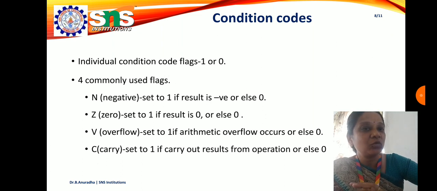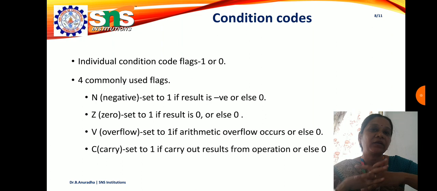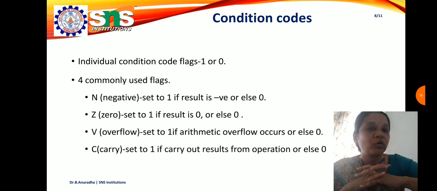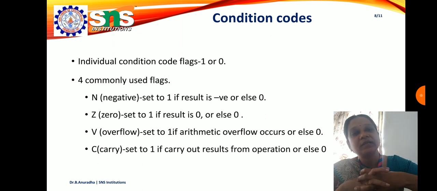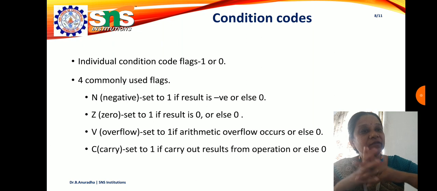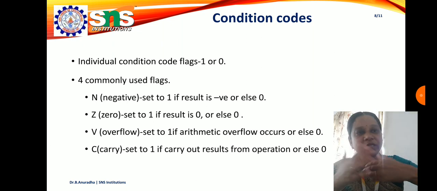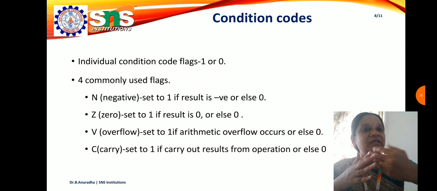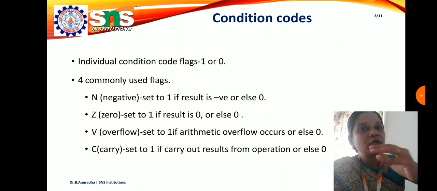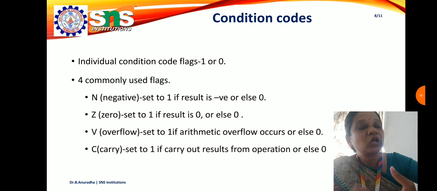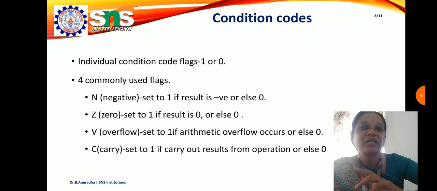If an overflow condition occurs, then we make use of the flag V, which indicates overflow. It will be set to 1 if an overflow condition occurs, otherwise it will be set to 0. Then we have the carry flag. If we perform any addition or subtraction and the result carries an extra bit, then we use the carry flag C. It will be set to 1 if the result of the operation has a carry, otherwise it will be set to 0. So these are the 4 commonly used flags inside an instruction.